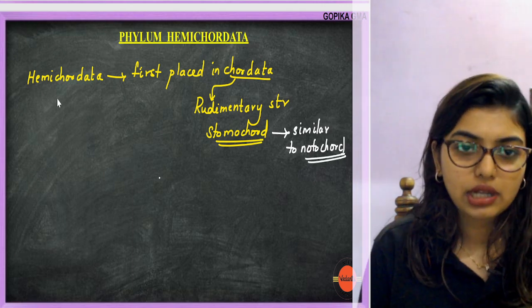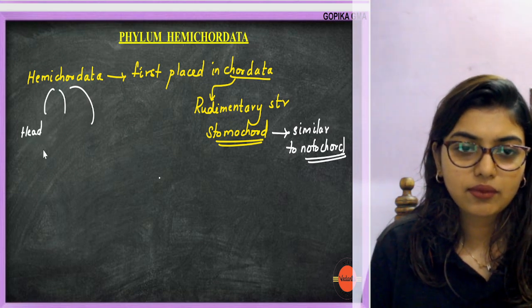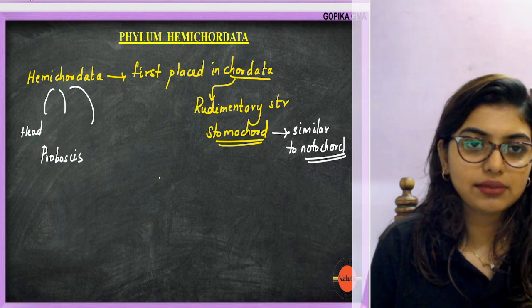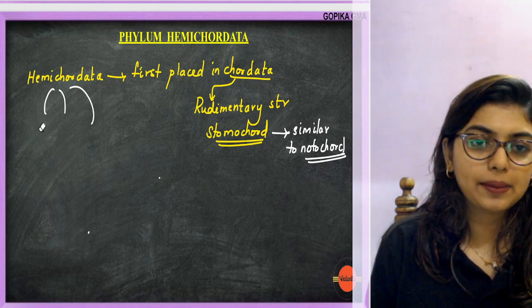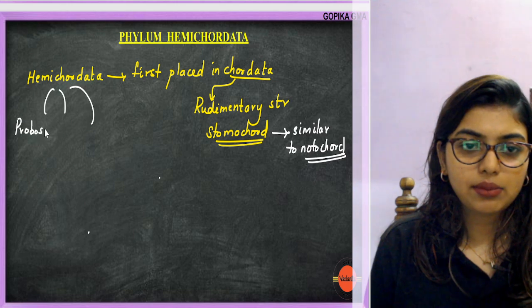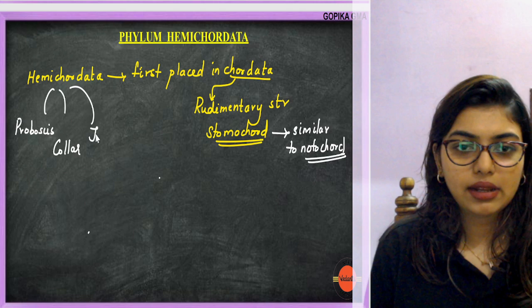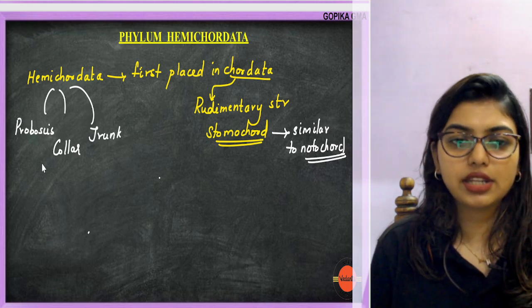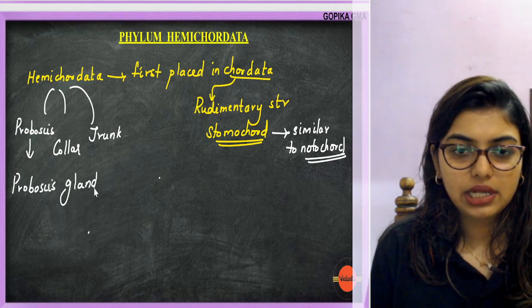The stomochord was very similar to notochord, got it? Now this hemichordata's body is divided into three regions. Sorry, head is not there, students. Head is proboscis. Proboscis, collar, and trunk. These are the three regions. On the proboscis, there is a proboscis gland that will help them in excretion.